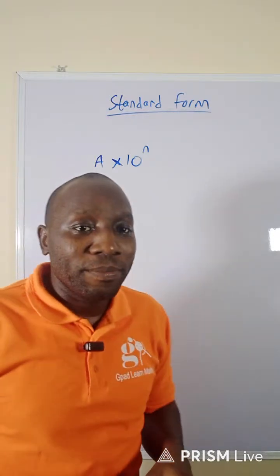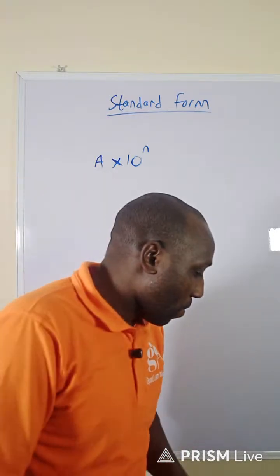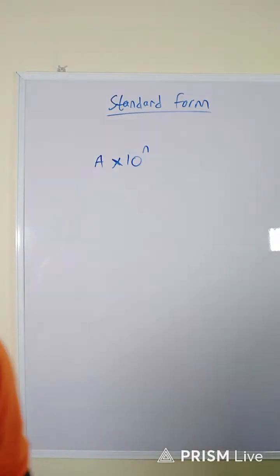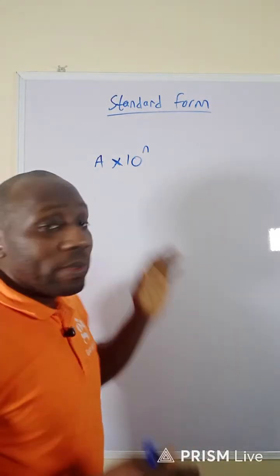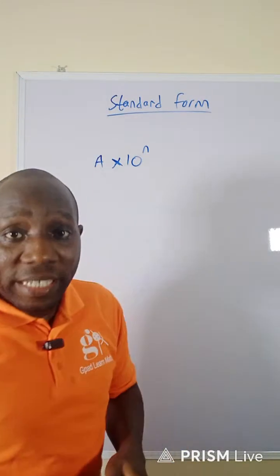N must be an integer. Give me a minute, guys. Okay, so like I said, a must be between 1 and 10, and n must be an integer.